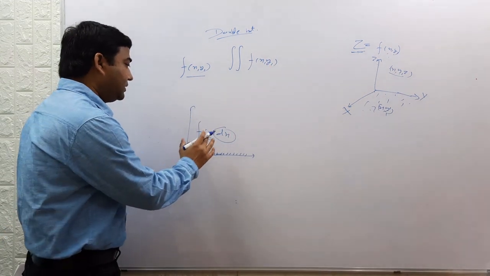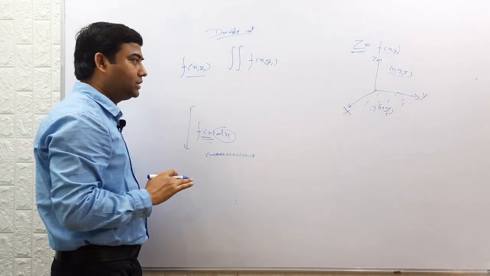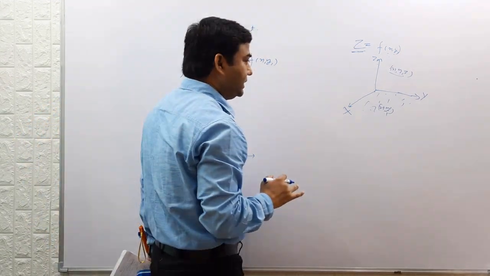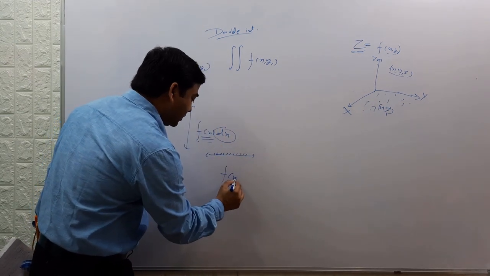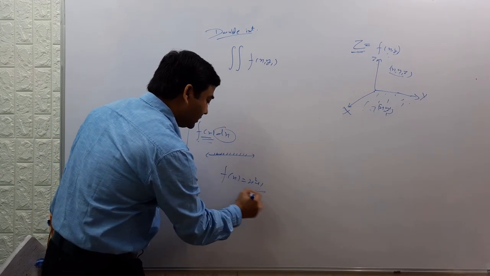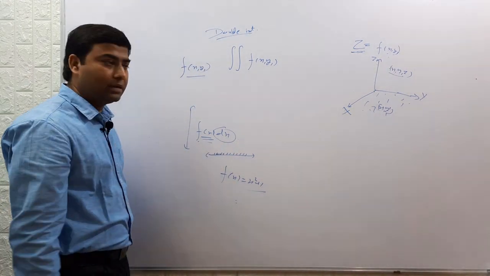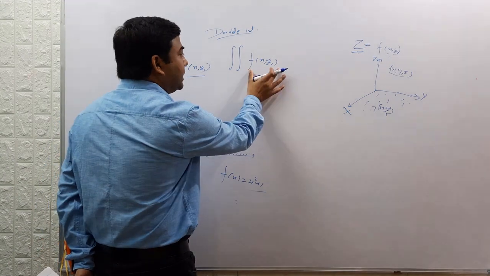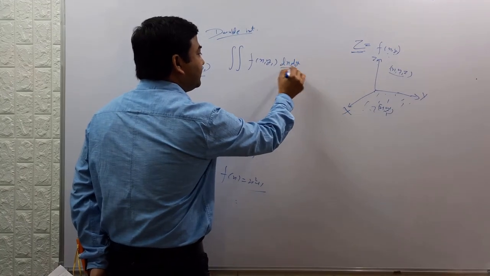Now, as we have said, this double integration is carried over an area, not along a line. So what about this area? In single integration, we just define simply f(x) equal to, let's say, x squared plus 1. That is enough. Here only we cannot do it like this. Here we use dx dy.